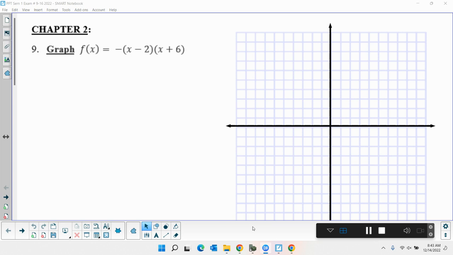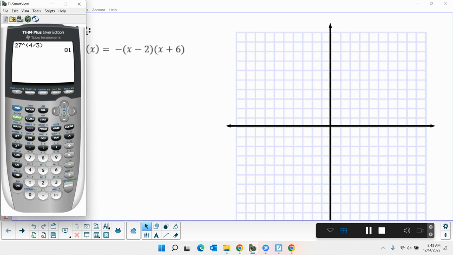All right, so number 9. Just put in your calculator Y equals negative parenthesis x minus 2. Is that better? Parenthesis x plus 6. Since that negative sign was there, we know it opens how?